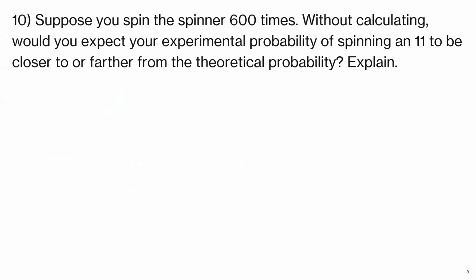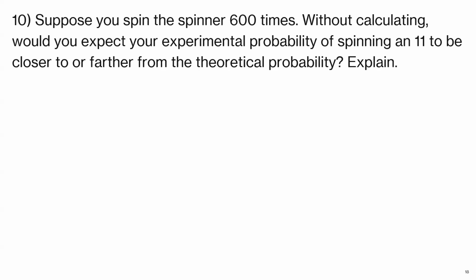We're keeping the same spinner, and now we're spinning it 600 times. But we're not going to do any calculations right now. It says, would you expect your experimental probability of spinning an 11 to be closer to or farther from the theoretical probability after 600 spins? So we had 1 spin and it was 1 out of 12. We had 60 spins and it ended up being 7 out of 60. Do you expect the experimental probability after 600 spins to be closer to or farther from the theoretical probability?